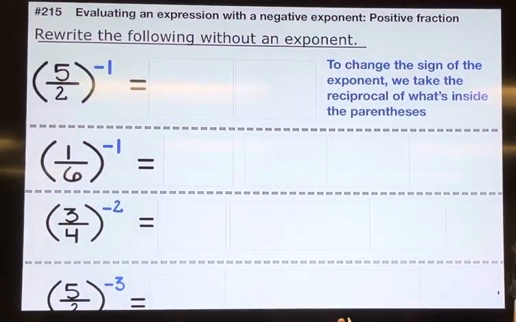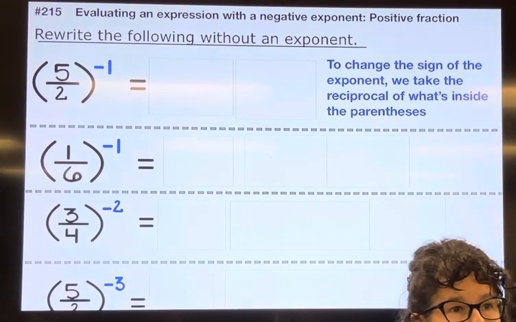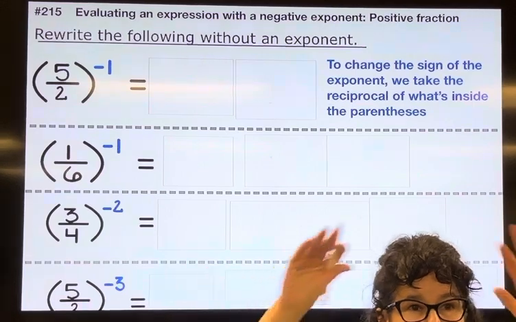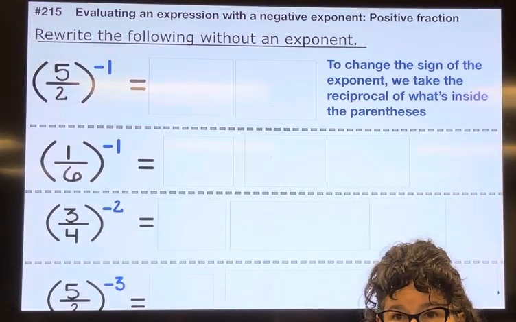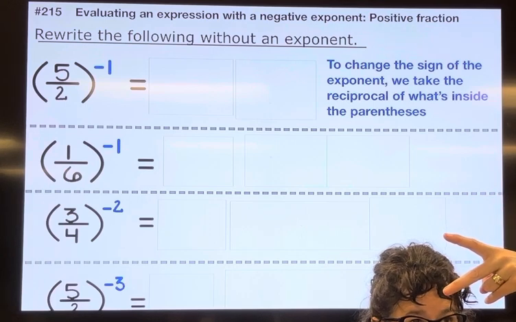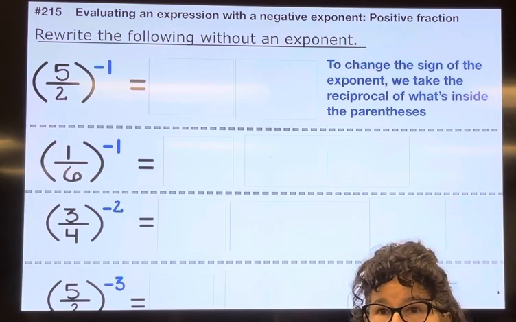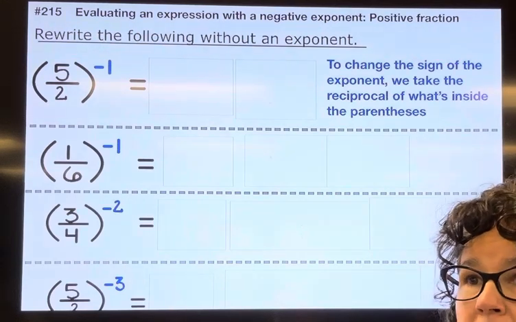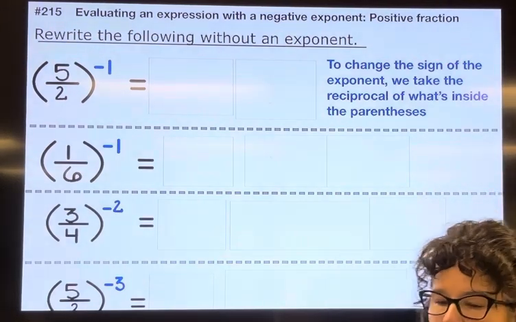Once again, our goal is to get rid of any negative exponents. And so a shortcut that exists is if there is a negative exponent on an entire fraction, you can just take the reciprocal of the fraction and change the exponent to a positive number. And we're doing this again because we don't want any negative exponents.